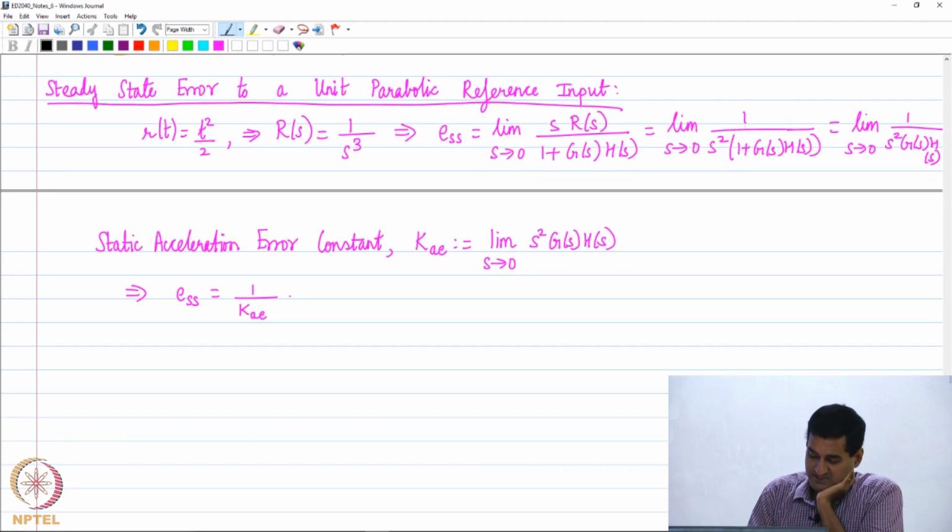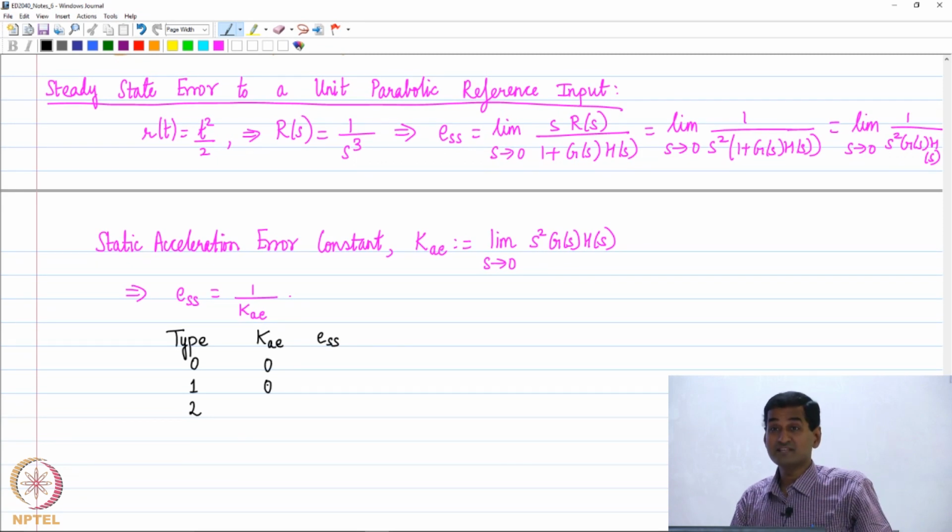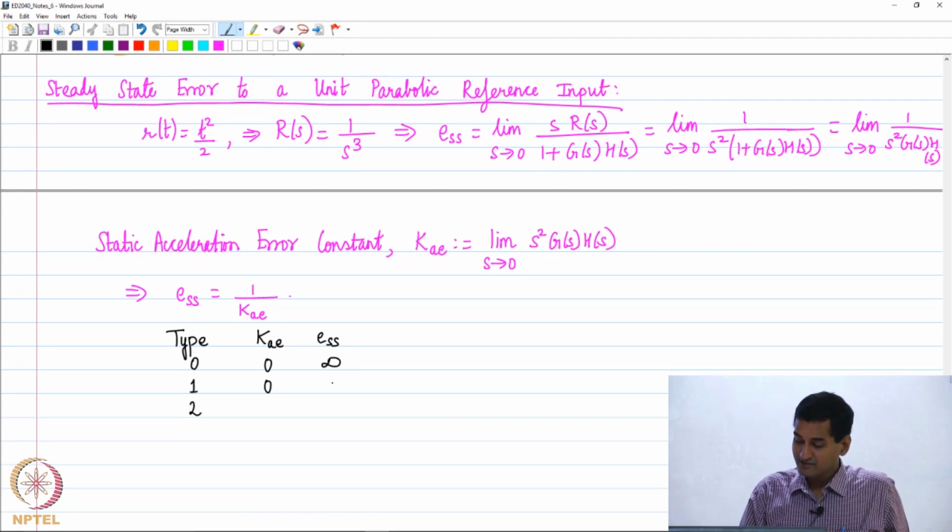So similarly, if we construct a table like before, for this case we can immediately observe that for type 0 and type 1, K_AE will be 0 because of the s squared. It's straightforward to figure out that the static acceleration error constant will be 0, so the steady state error will be infinity.